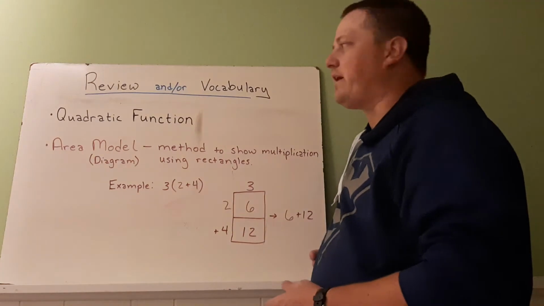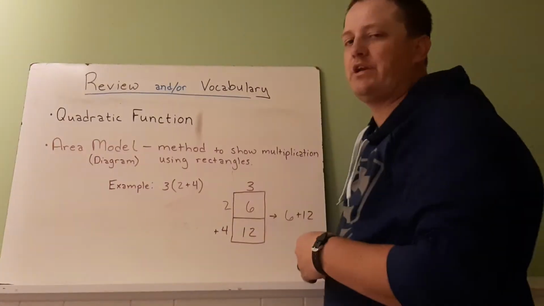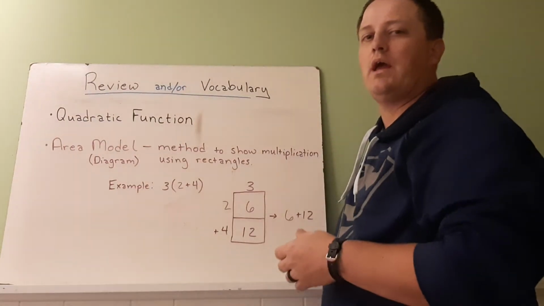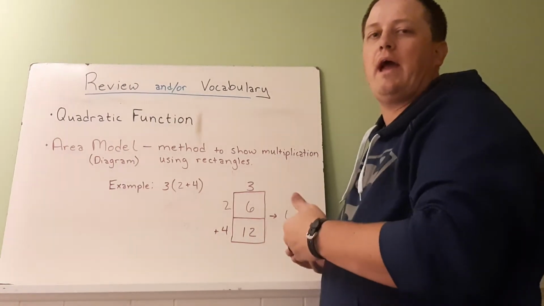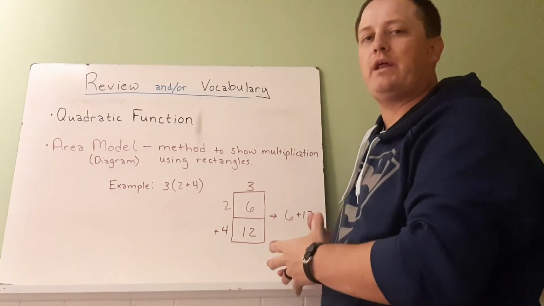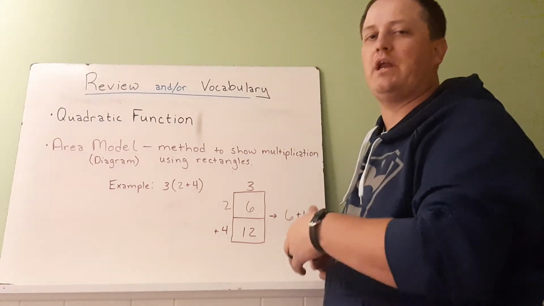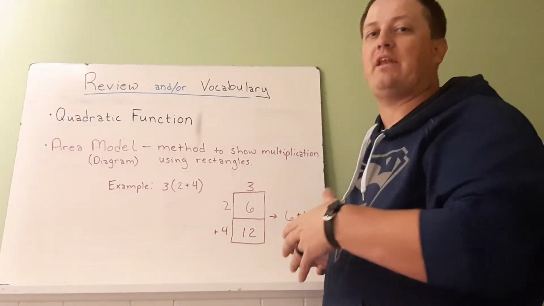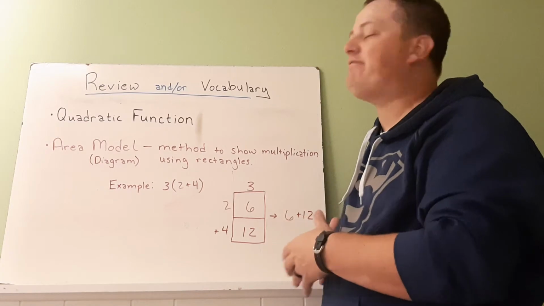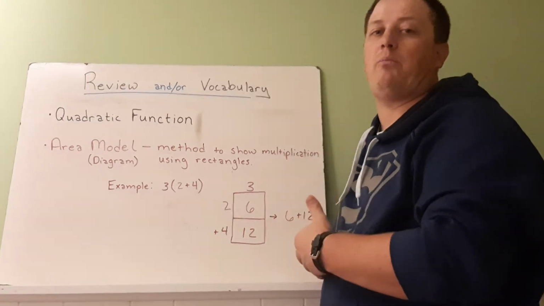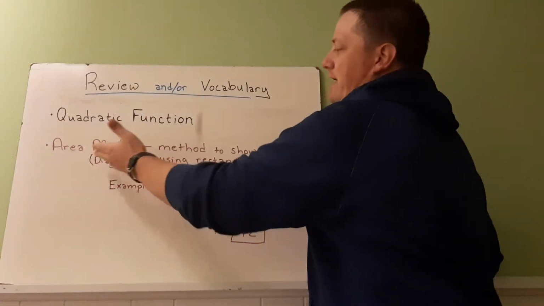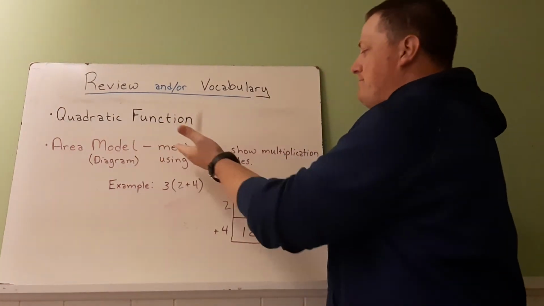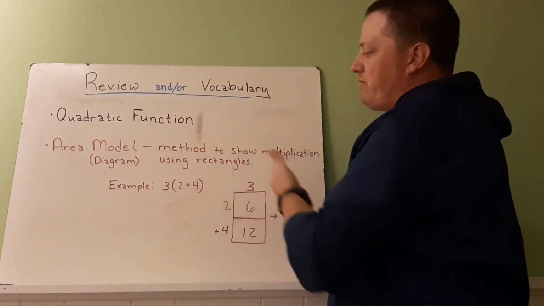So our vocabulary starts with quadratic function, which is an old word. It's when we have an input and we put it into a quadratic expression, otherwise known as a problem that has an x squared or a squared value, and then we get an output. Area model or area diagram is a method to show multiplication using rectangles.